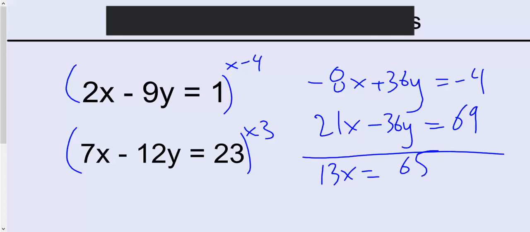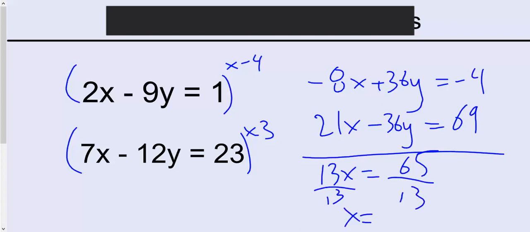Did I make a mistake? Normally the numbers work out really nicely. 21 and 8. I'm going to check my work. Negative 8, 36, negative 4, 21, negative 36. Yeah, all my math checks out. I guess I'm just bad at arithmetic.